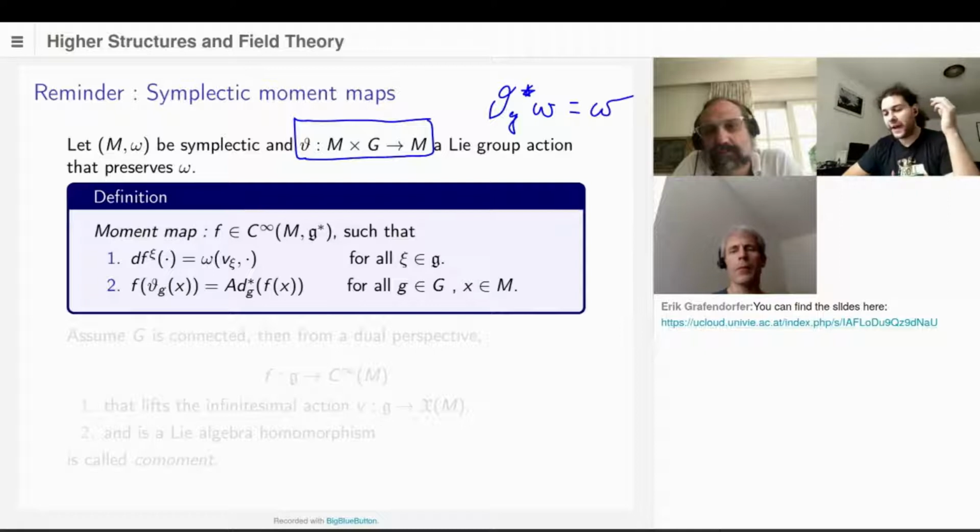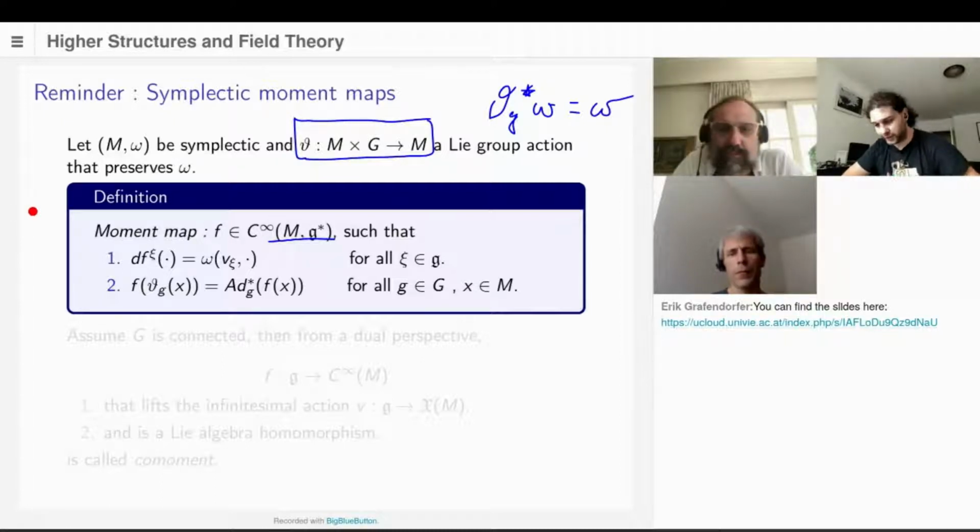Then we define a moment map to be a smooth map valued in the dual of the Lie algebra, satisfying two conditions. The first one is that the components of this comoment actually have as Hamiltonian vector fields the infinitesimal generators of the action. And the second one is that the association from M to g* is equivariant with respect to the group action on the manifold and the coadjoint action on the dual of the Lie algebra.